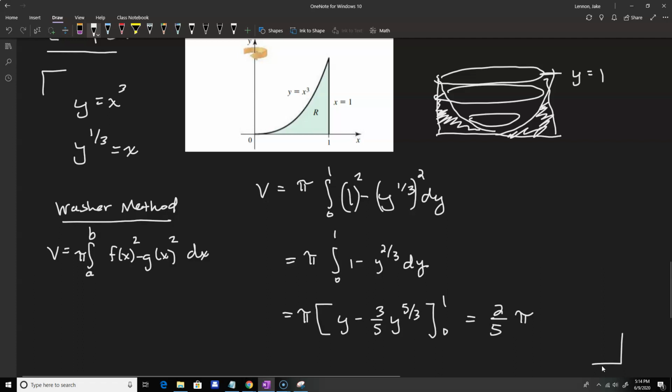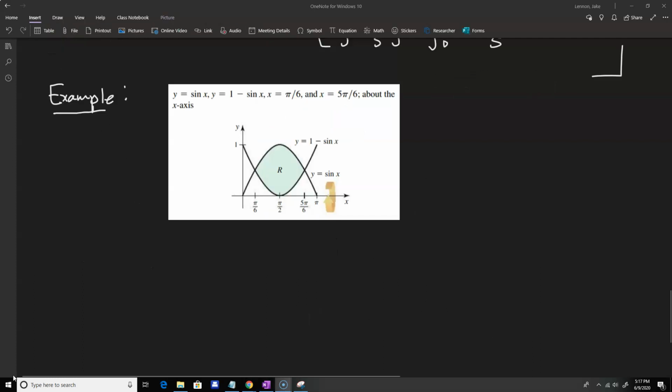As I've said, we're just subtracting the two functions and squaring each one of them separately. So it's almost like you're doing two disk methods and subtracting them. So nothing too complicated about that. Okay, so here we have another washer method, and we're just rotating about the x-axis. So the volume we can set up pretty straightforward. The volume here is just we're integrating starting at pi over 6 and going to 5 pi over 6.